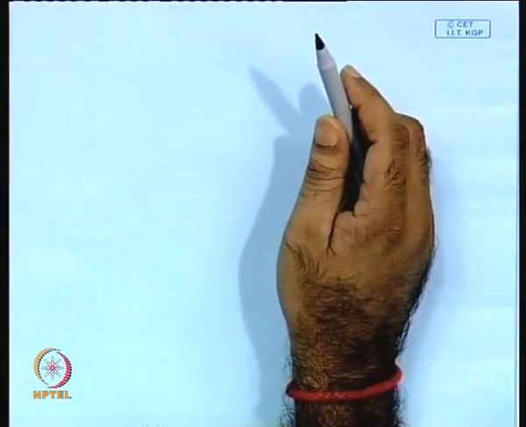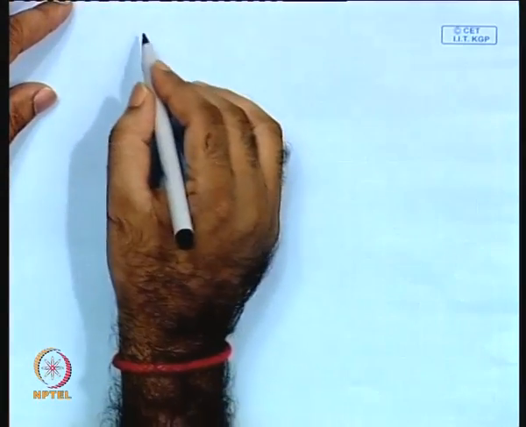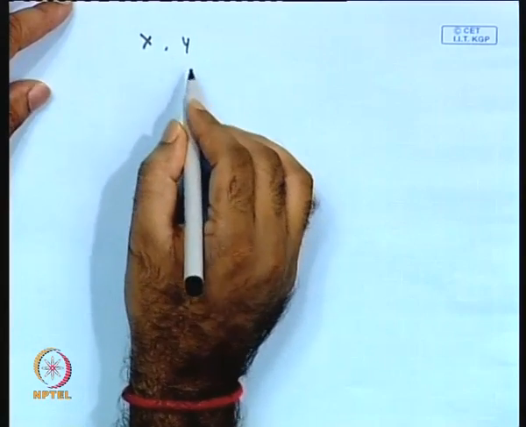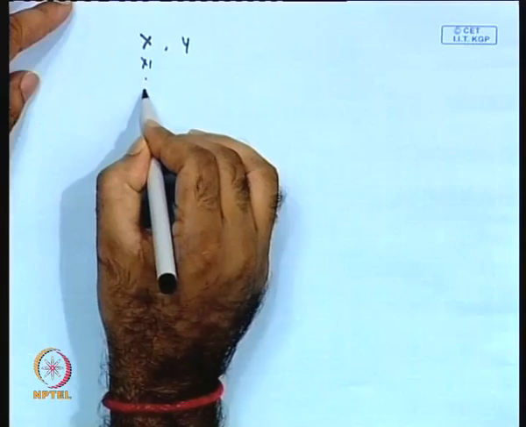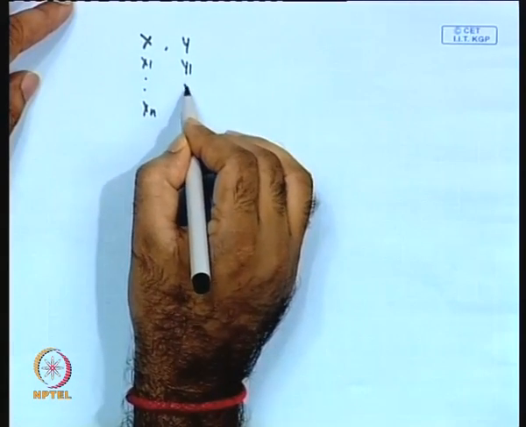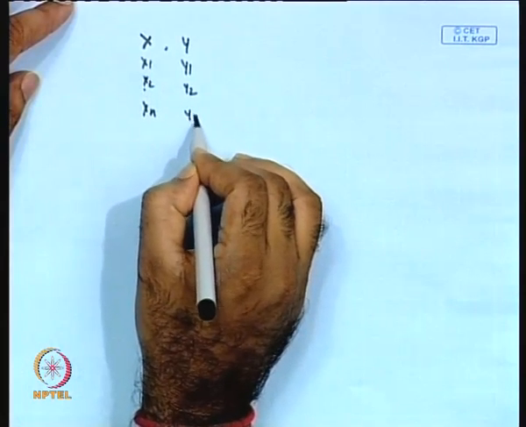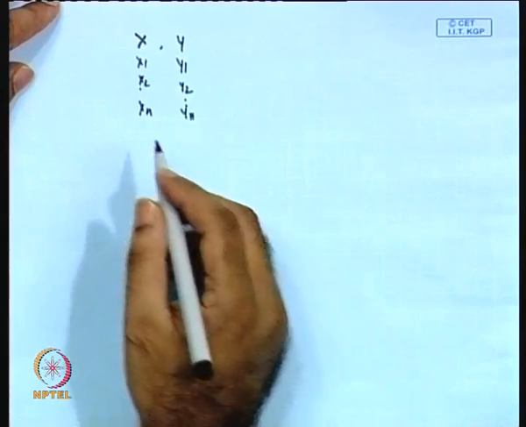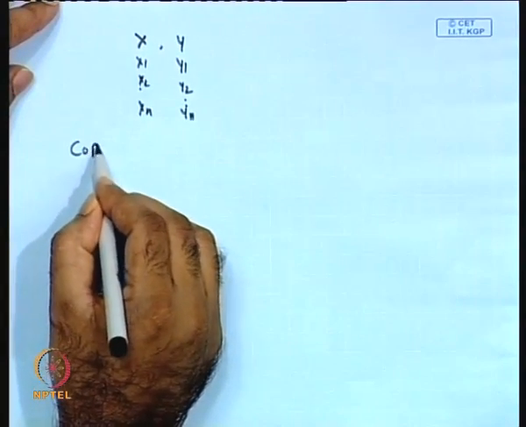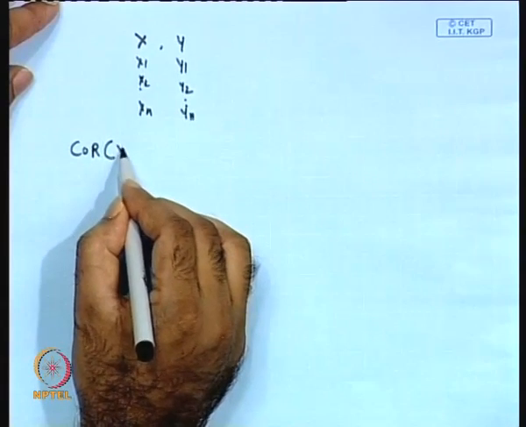Now we would like to know the structure and setup of correlation. So let me highlight the entire structure of correlation here. For x and y, where x contains x1 up to xn and y contains y1, y2, up to yn, all right. Now we would like to know the structure of correlation. Correlation is nothing but we will write COR of x and y.